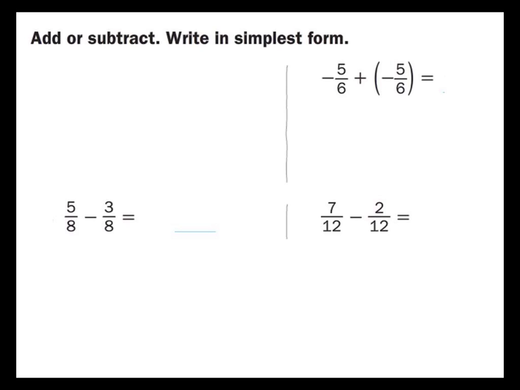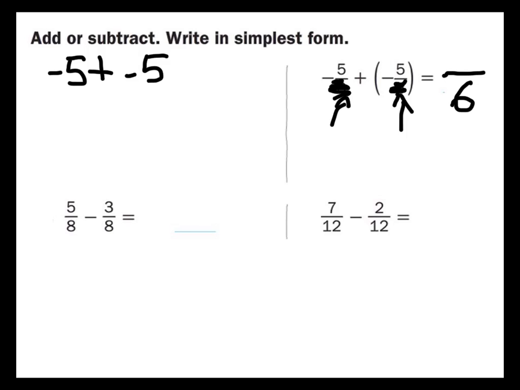In this first example, what is my denominator going to be? 6. How do you know it's 6? Because this denominator is 6, and so is this one. We good? So just ignore the 6's now. So what we have in the top is -5 plus -5. Can we do this in the calculator? Yeah. -10.